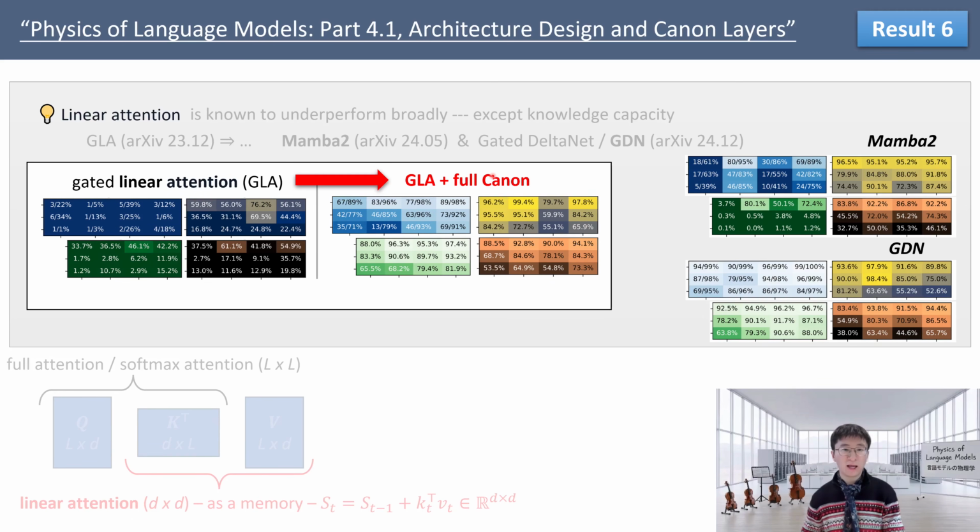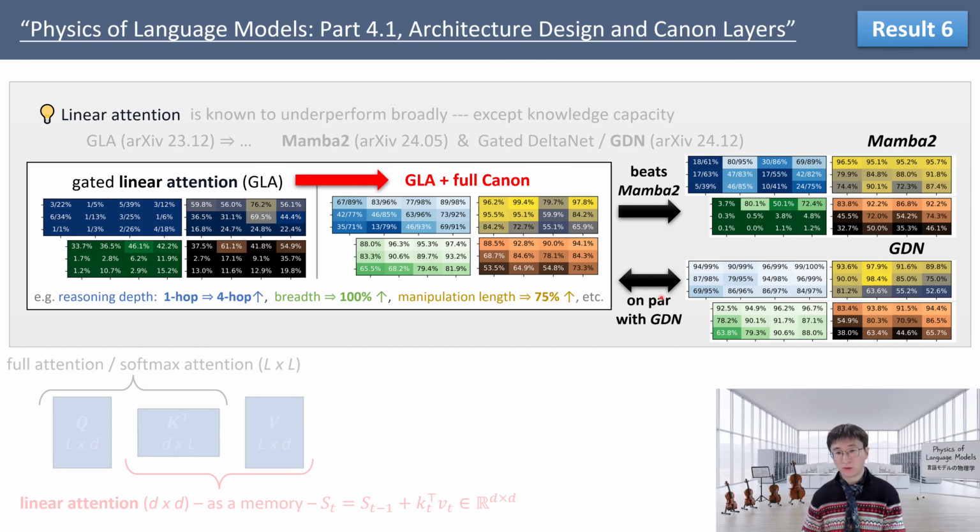That is, how about adding the Canon layers on top of GLA, on top of this gated linear attention? So the Canon layers not only work for transformers, you can add them to any architecture, for instance, linear attention. And it turns out the performance will significantly boost, to an extent that this even beats Mamba2 and also performs on par with GDN.